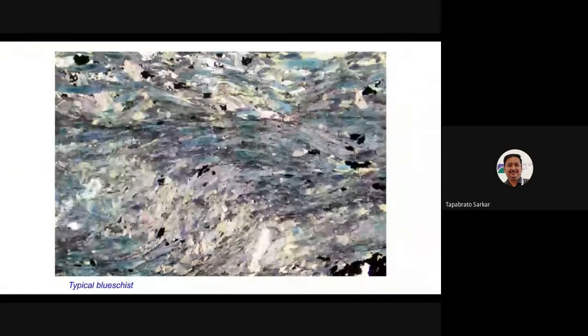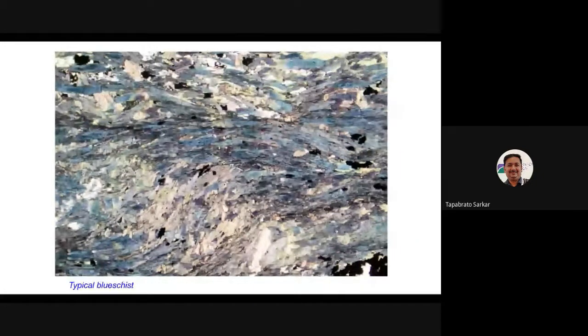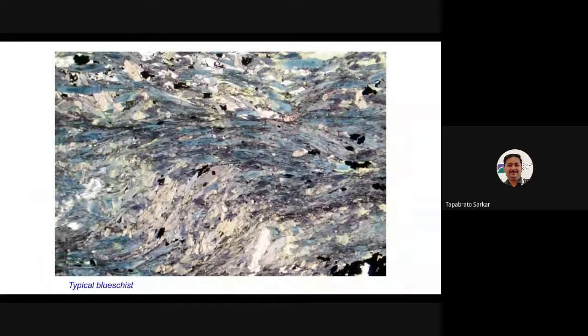Okay, in the thin section under a microscope, it also gives a nice bluish tinge due to the presence of glaucophane, and this variety of glaucophane is also elongated, and you see it gives a nice foliation, a schistose structure, and therefore it is called a blue schist, a schist which is blue in color.